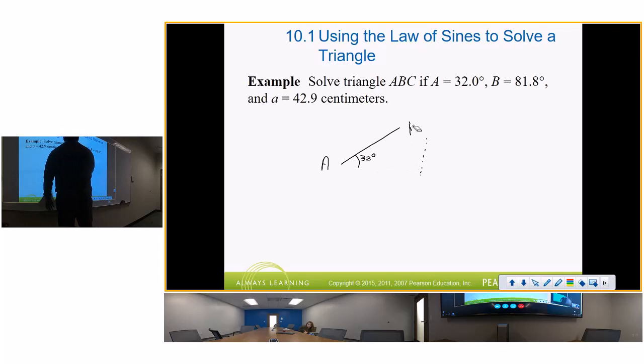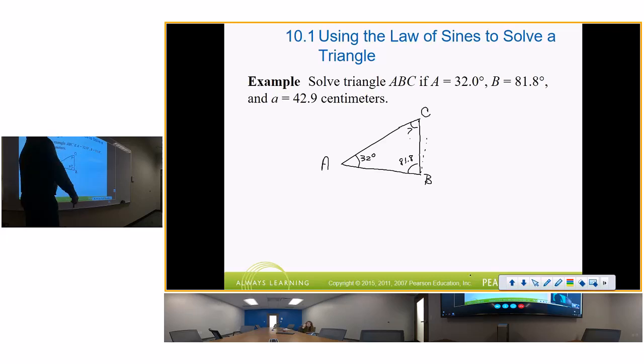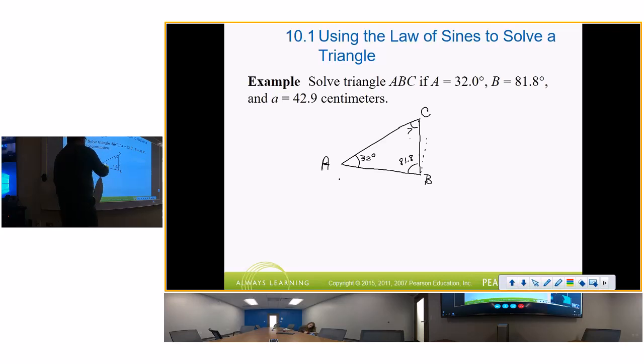Technically, there's not a wrong way to draw this. There's 90 degrees, so 81 would be like right there, something like that. And then that leaves this angle right here, which we don't know, and this is 81.8. That's angle B. So by law of deduction, this is angle C. And since this is angle A, this over here is side A, and we know that side A is 42.9.